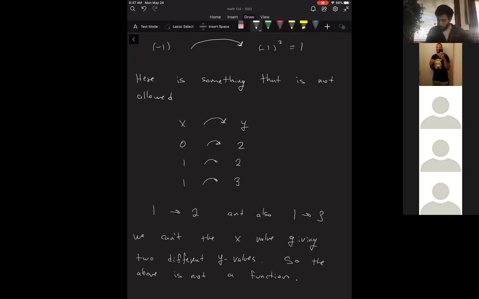So this example here is not a function. That's the only criterion for being a function. We can't have that the same x value gives rise to different y values. So this piece right here, the same x value gives two different y values. And we're not allowed to have that. And so let me erase this a little bit so I can fit that in there. And this is not allowed.